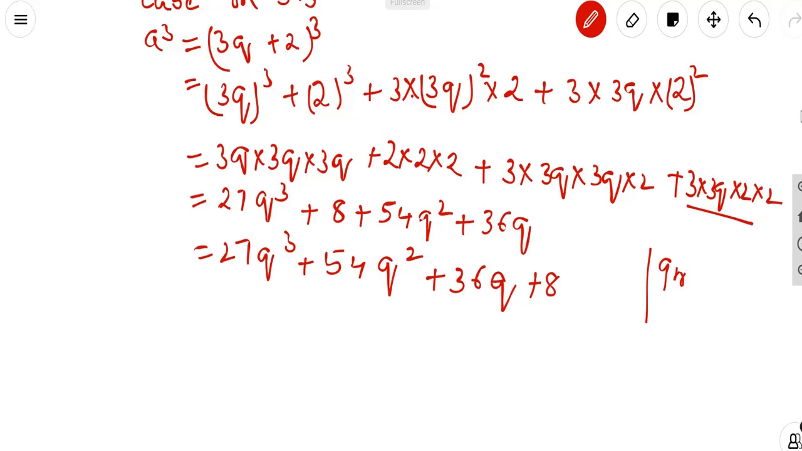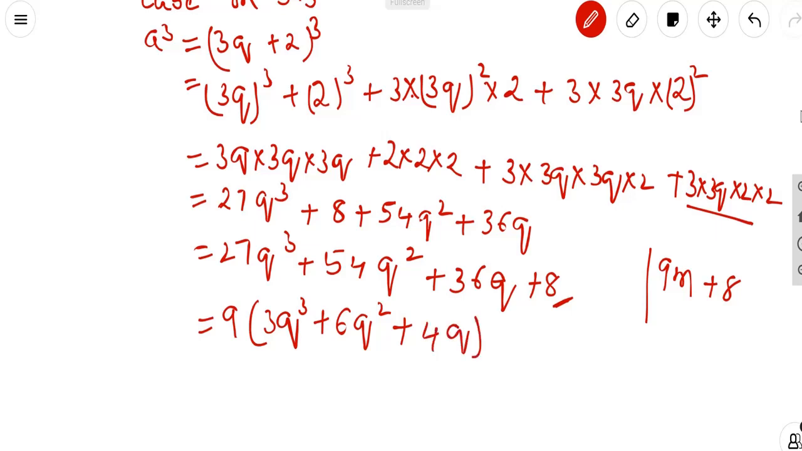Now if you see the last term, you have to get it in terms of 9m plus 8. You have already 8, so I will keep that 8 as it is. Now I will take 9 common. So this becomes 3q cube plus how much? 9 sixes are 54, so 6q square plus 9 fours are 36, so 4q. I will close the bracket because the 8 is not divisible by 9 in the 9 table.